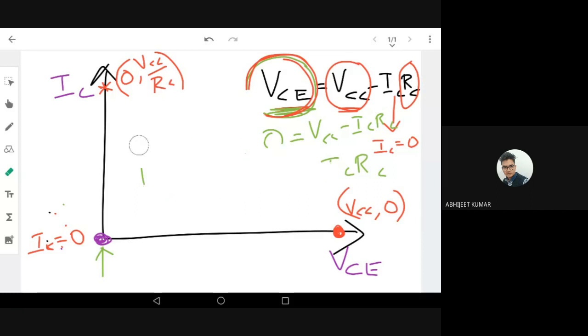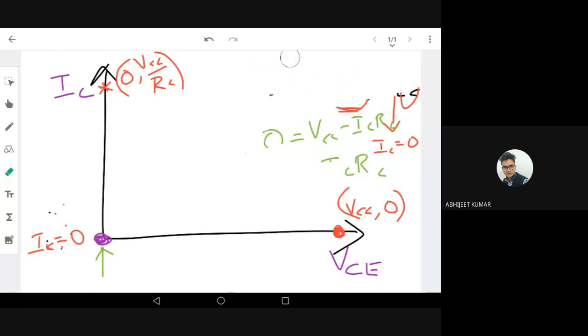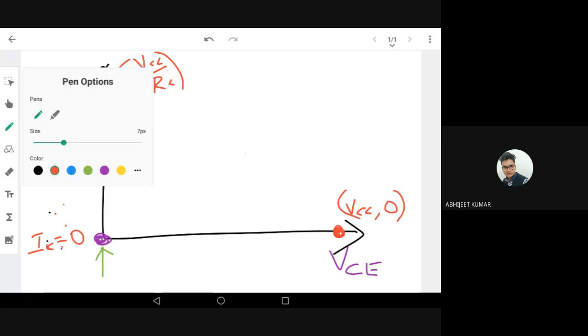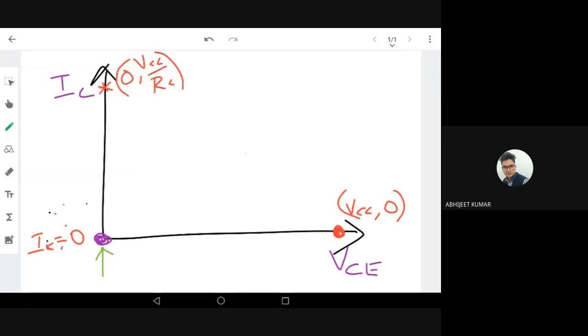Now if I connect these two extreme points, what will I get? I'll get a line. This is called the load line. Load line is a very important concept in the amplifier and the biasing of a transistor. So what is a load line? A load line is a line connecting all those possible operating points in a transistor or an amplifier.